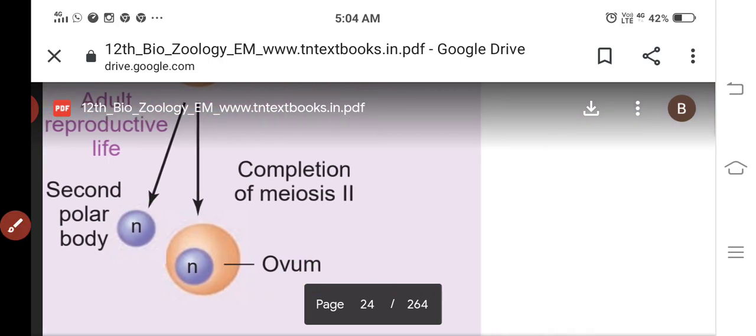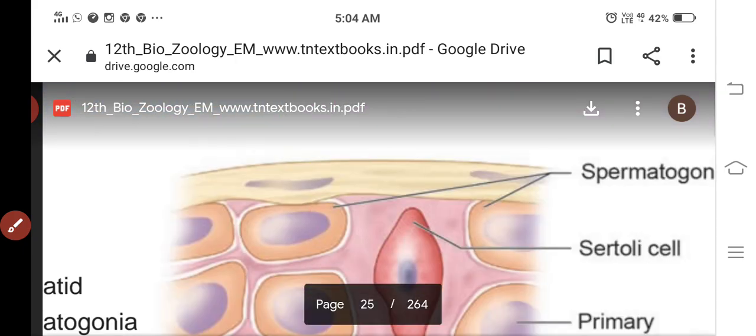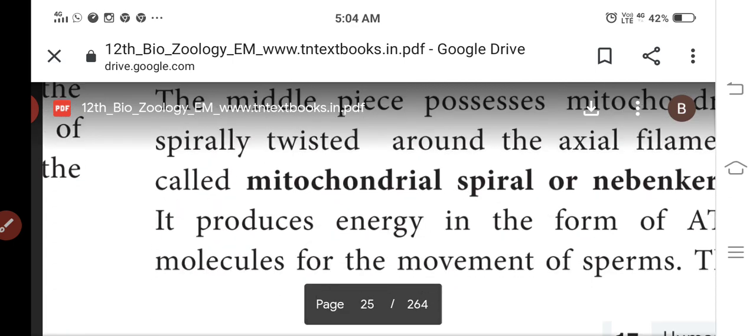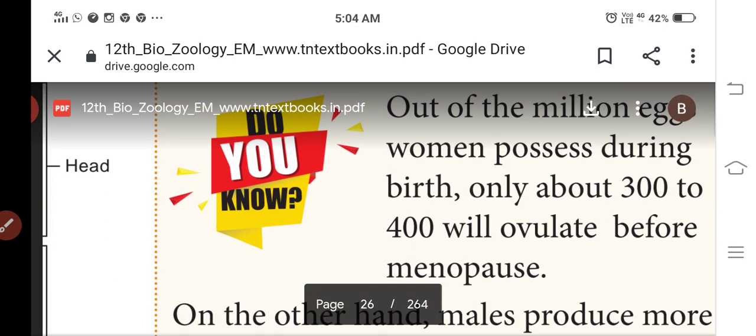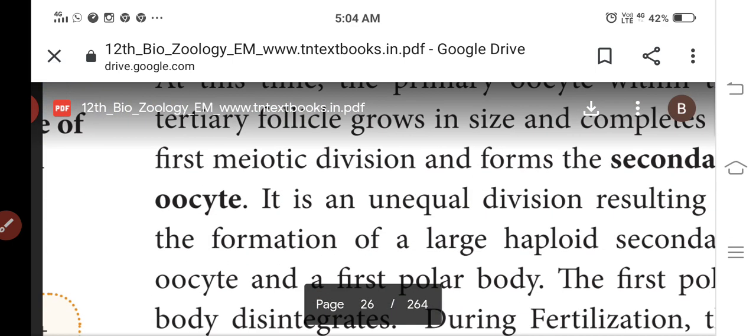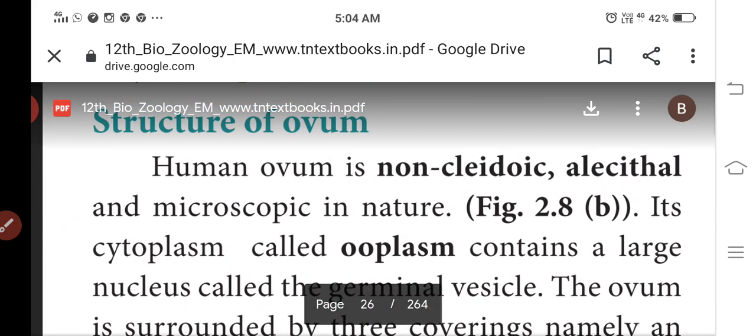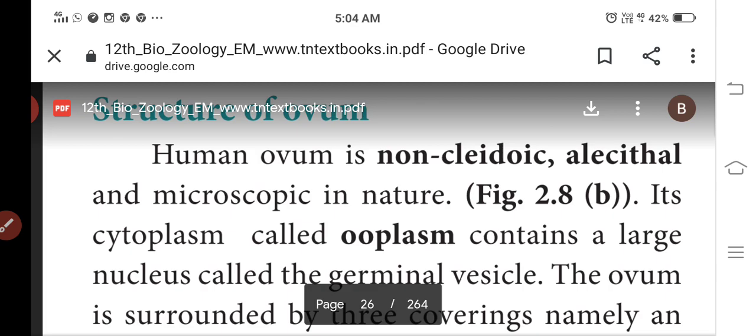So next, the ovum structure. Oogenesis and spermatogenesis are very important questions, so study them thoroughly.